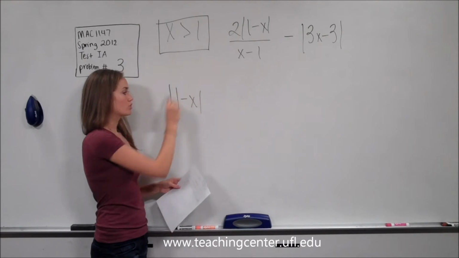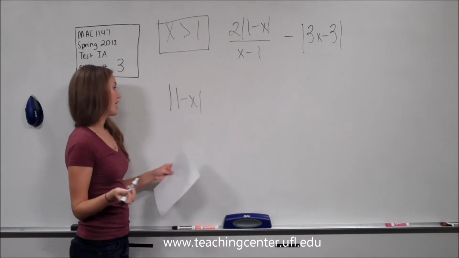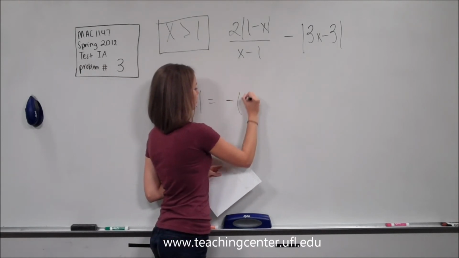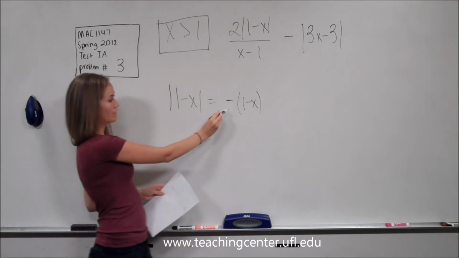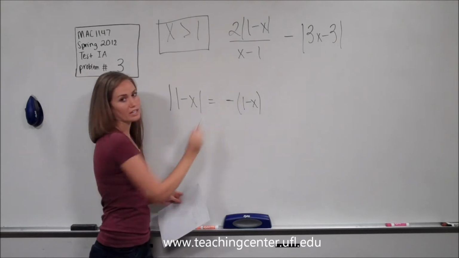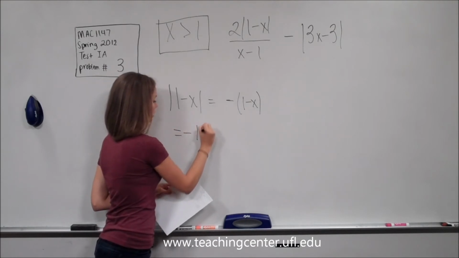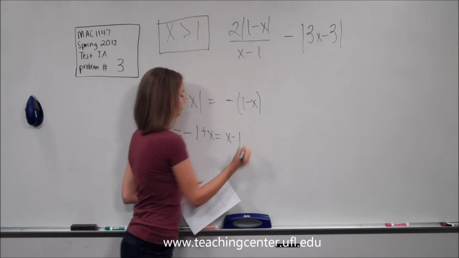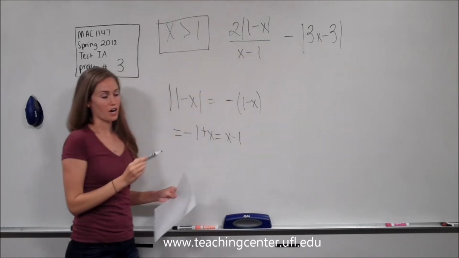So if this is always going to be negative, we can get rid of the absolute value bars by just multiplying it by a negative. So this turns into negative (1 minus x), because it's always negative. And then if we distribute this negative sign into the parentheses, we get negative 1 plus x, which we can rewrite as x minus 1. So we've gotten rid of the absolute value bars right here.